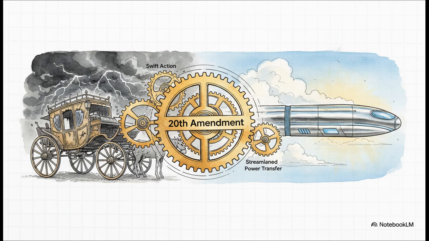So when you boil it all down, the legacy of the 20th Amendment is pretty huge. It makes our government way more responsive to what voters actually want. It lets new leaders get to work faster, especially during a crisis, and it basically gets rid of that useless and dangerous lame duck session. It just streamlines the whole transfer of power.